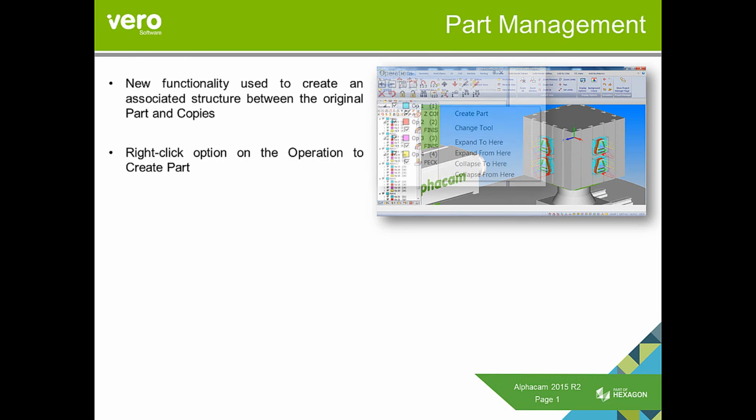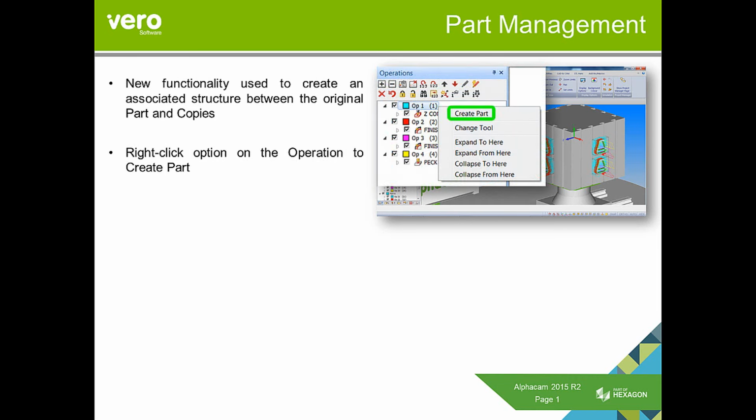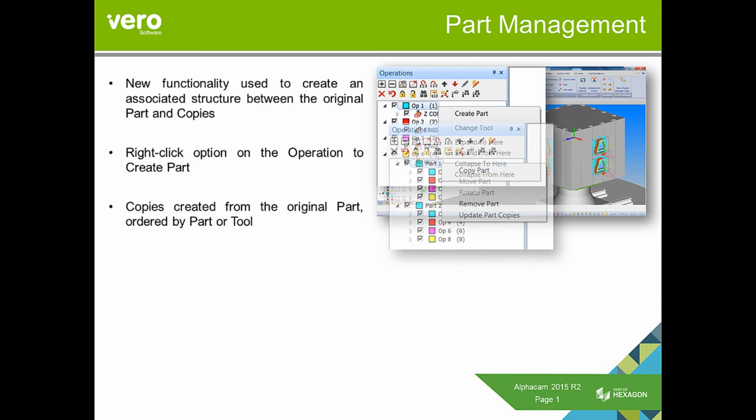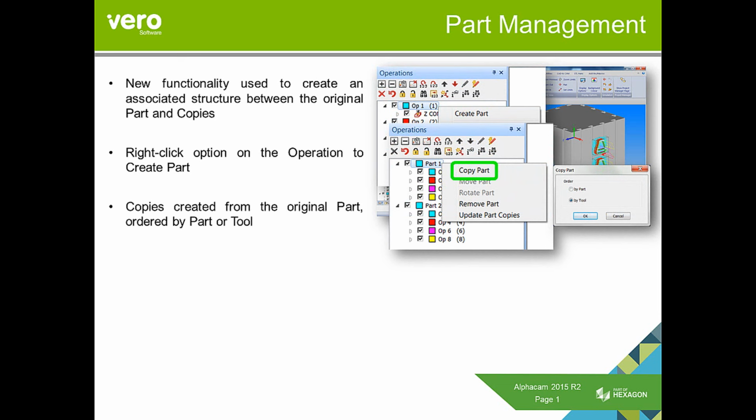So you can right click on an existing operation. You now have the option to create a part. Once you create the part and you add the operations to it that you require, you'll then have the option to copy the part, and you can obviously order it via part or by tool. You'd order it by tool if you want to minimize tool changes, and you'd order it by part, for example, if you wanted to get a part off the machine very quickly to get down to the assembly line.